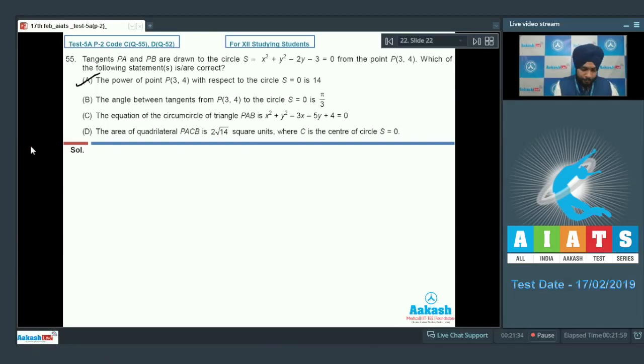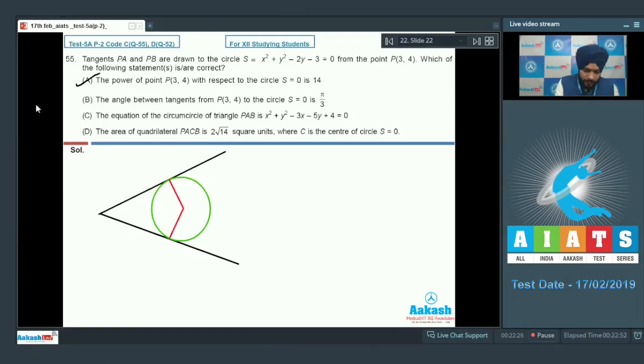The angle between the tangents, equation of circumcircle, and the area of quadrilateral. So let us have the diagram. So we have the circle, then two tangents are drawn from the external point. One tangent, the second tangent. Then we need obviously the information about PAC and PBC. So let us have the center also. This is point P (3, 4). Let this be point A. Let this be point B. This is the center C.